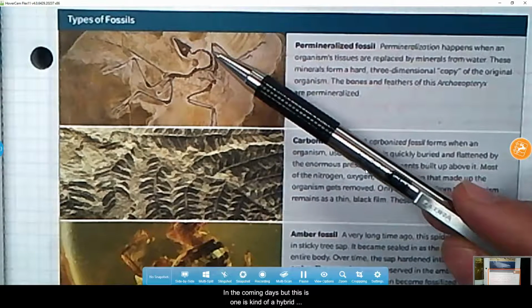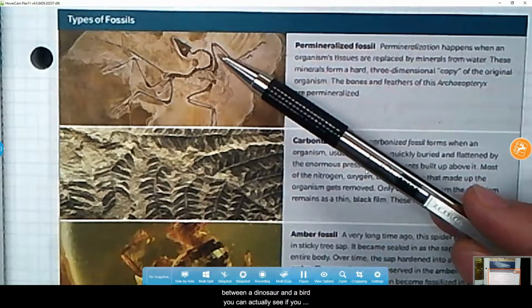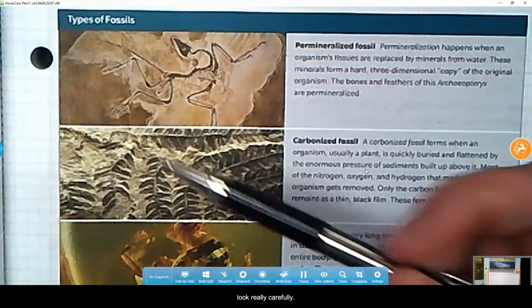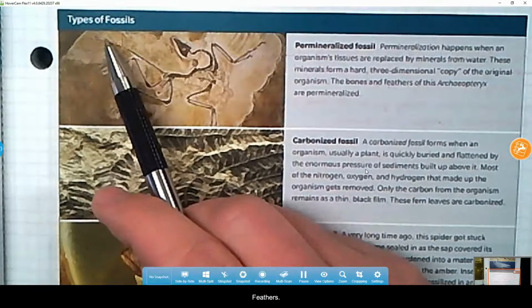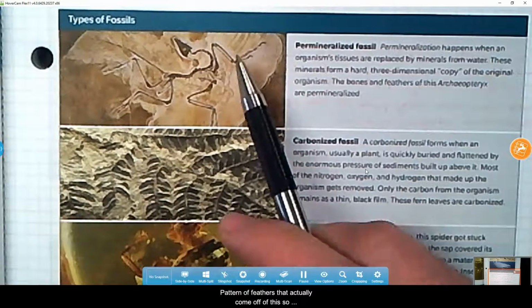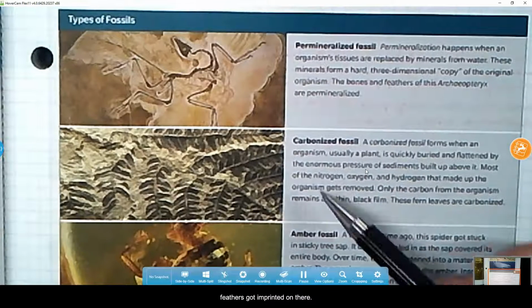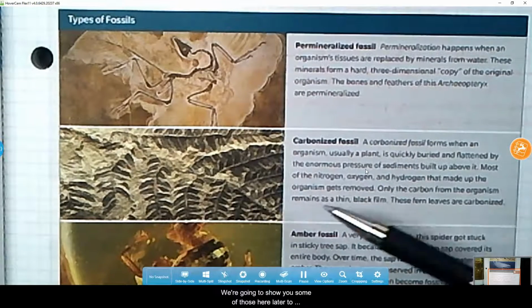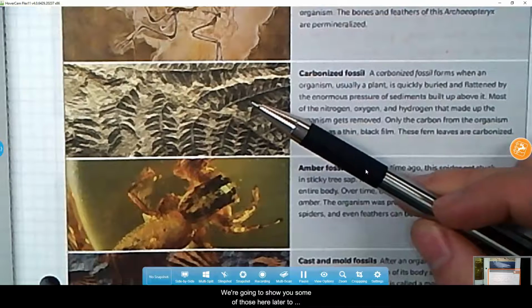But this is one that's kind of a hybrid between a dinosaur and a bird. You can actually see, if you look really carefully, the pattern of feathers that come off of this. So feathers got imprinted on there. You can have carbonized fossils. Okay, and we're going to show you some of those later too.